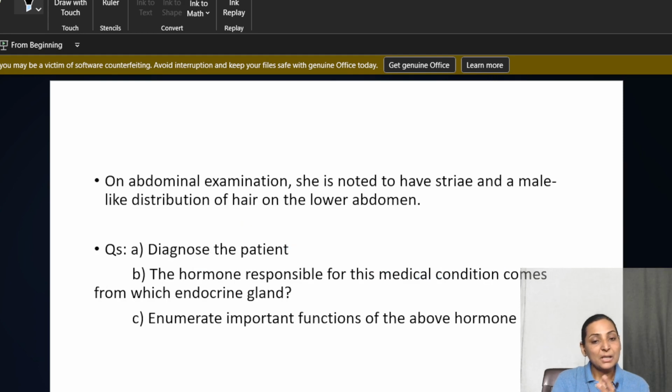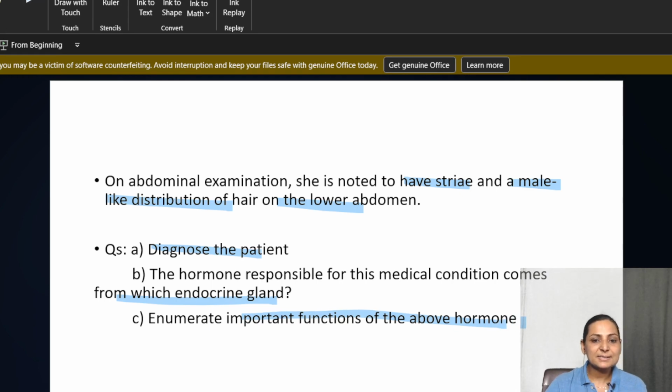Now on abdominal examination, she has got striae and a male type of distribution of hair in the lower abdomen. You know that the male and the female distribution of hair is totally different. Looking into these symptoms, I am now putting certain questions to you. Diagnose this patient, right? The hormone that is responsible for this medical condition comes from which endocrine gland, and enumerate the important functions of the above hormone.